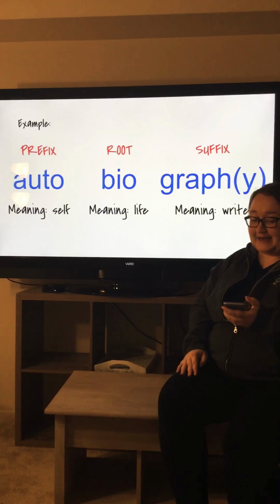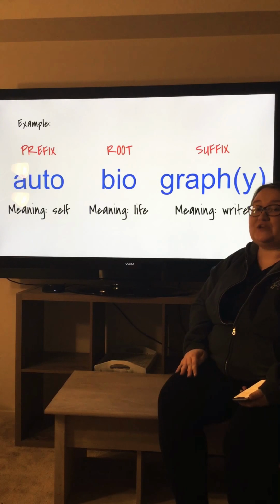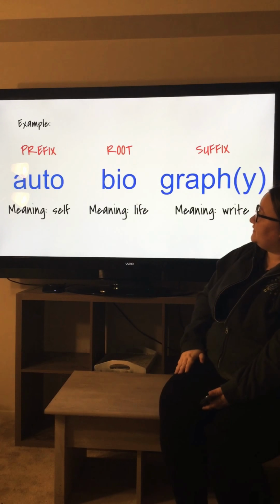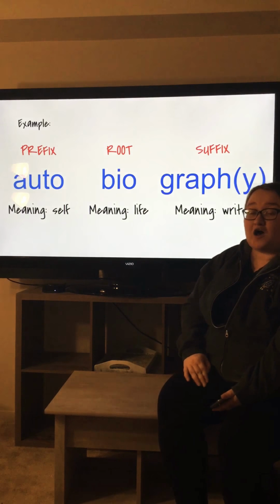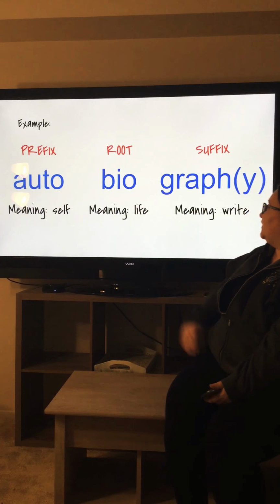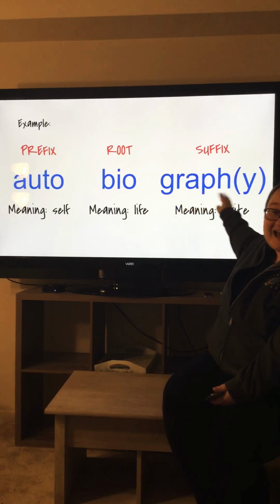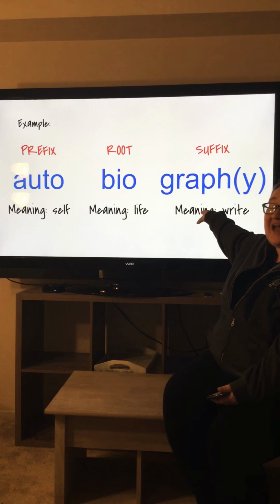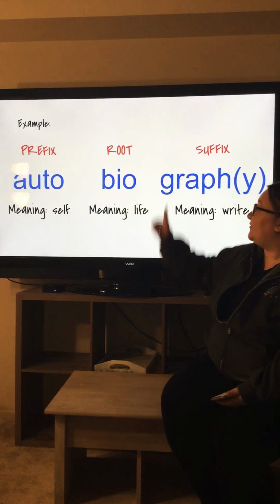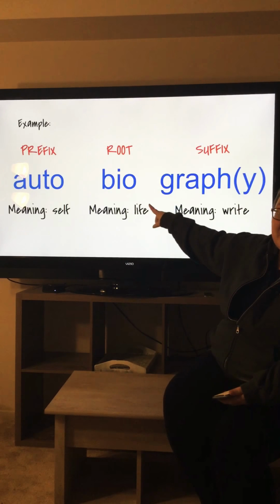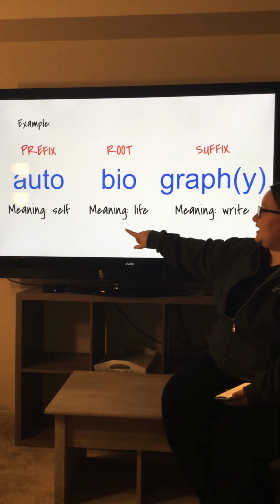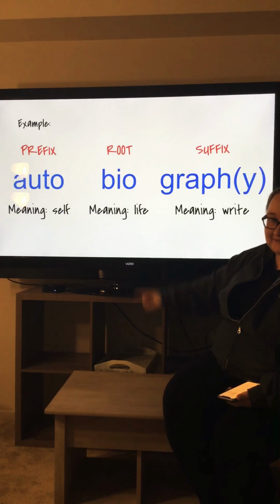So when we add a prefix and a suffix, we can turn it into a new word. Over here, you see that the prefix I added was auto. Auto is a word in Greek that means self. Graph, which we added a Y for our biography, the meaning is write. So we have auto, bio, graph. Auto, bio, graph. Self, life, write.